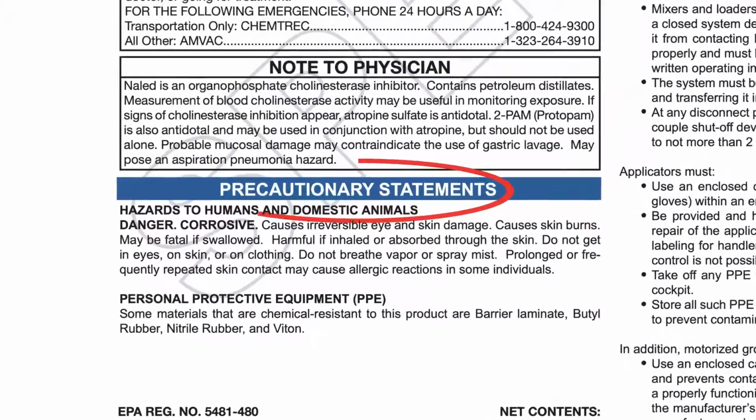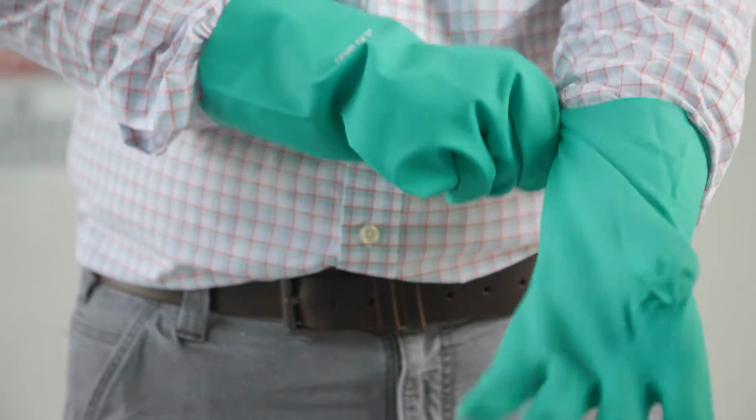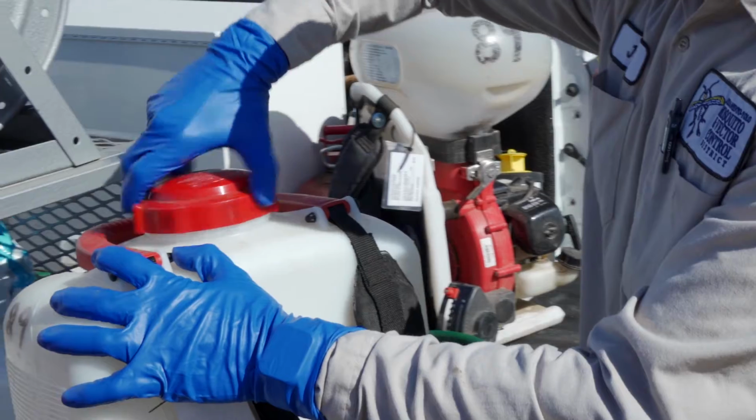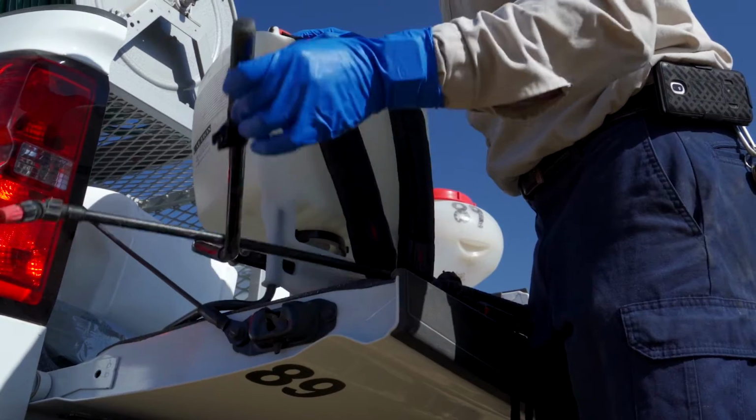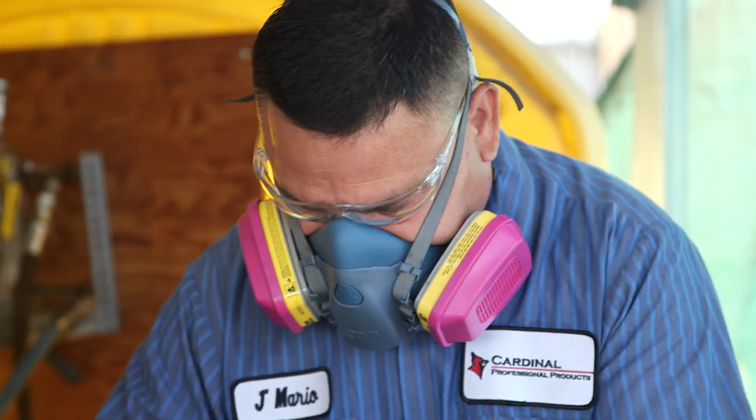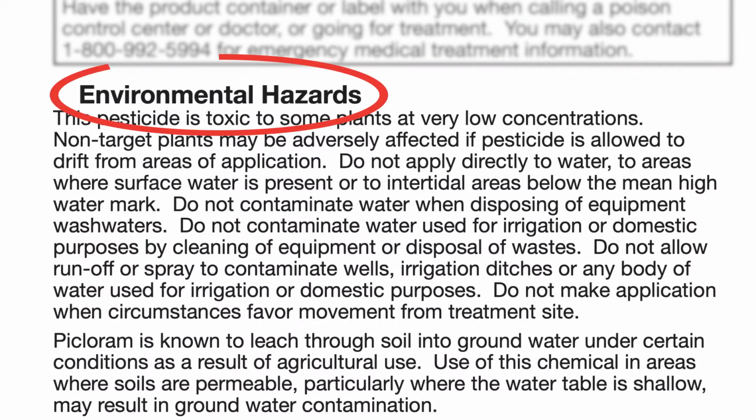The precautionary statements explain the potential hazards to humans and domestic animals, health risks, and the protections you need to take while using the product. It will also tell you what personal protective equipment, PPE, you must use when mixing, loading, or applying the pesticide, or when you clean, repair, and maintain application equipment. The type of PPE depends on the toxicity of the product. The environmental hazard statement is found under the precautionary statements. It gives you information about how the pesticide can harm the environment and the steps you must take to prevent contamination.